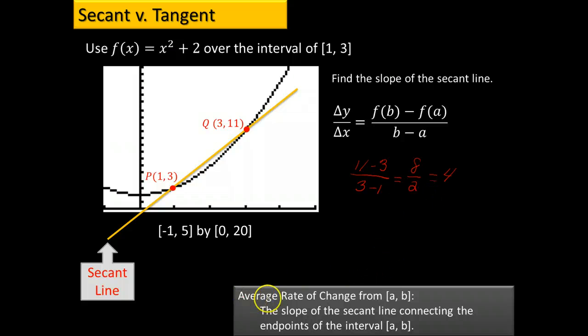So that means that the average rate of change from a to b, from x equals 1 to x equals 3, for this function was 4. An average rate of change is just the slope of the secant line over those endpoints of the interval a to b. So that's how we find average rate of change over a certain time period.